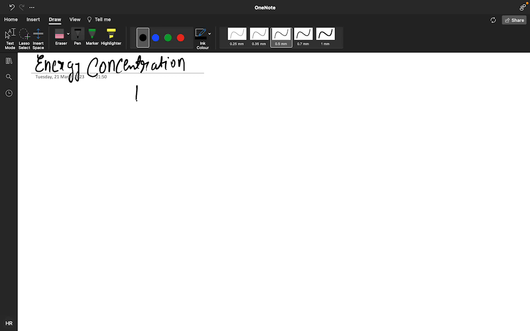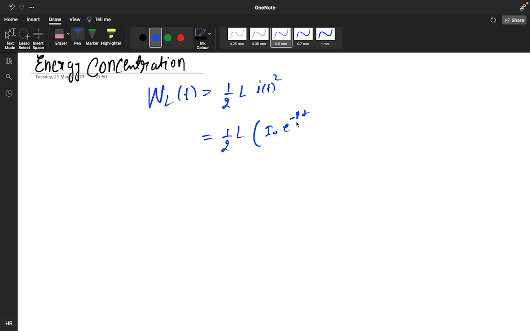So we all know, because we already discussed in the first class itself, energy stored in the inductor is half L I of t square. Okay guys, so half L, and what is the value of I in the source free RL circuit? We got I naught e power minus Rt by L, the whole square. So what you will get is half L I naught square e power minus 2Rt by L.